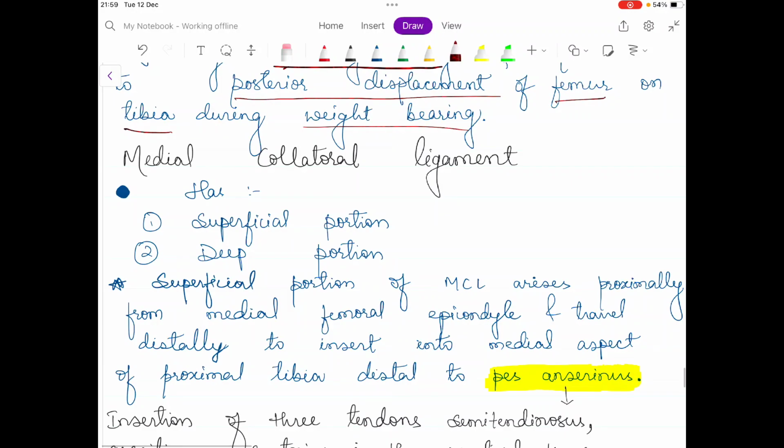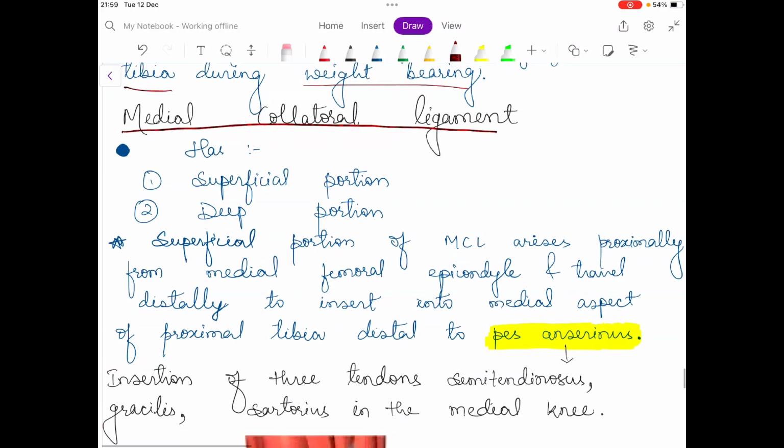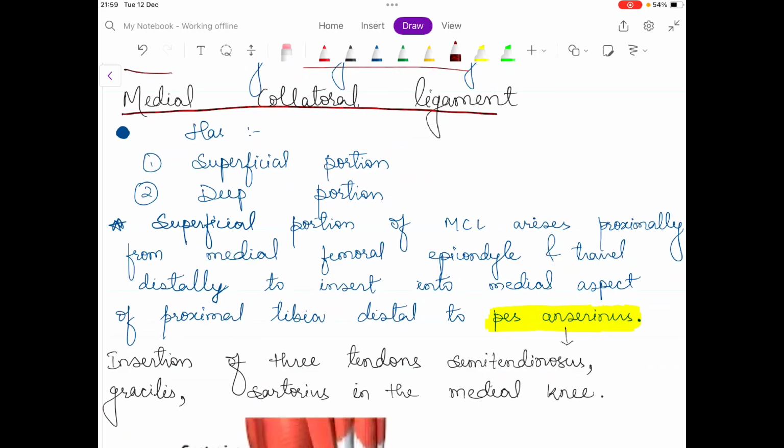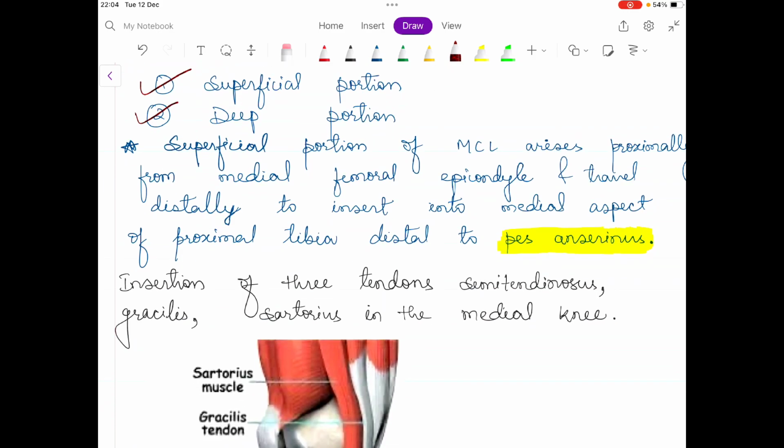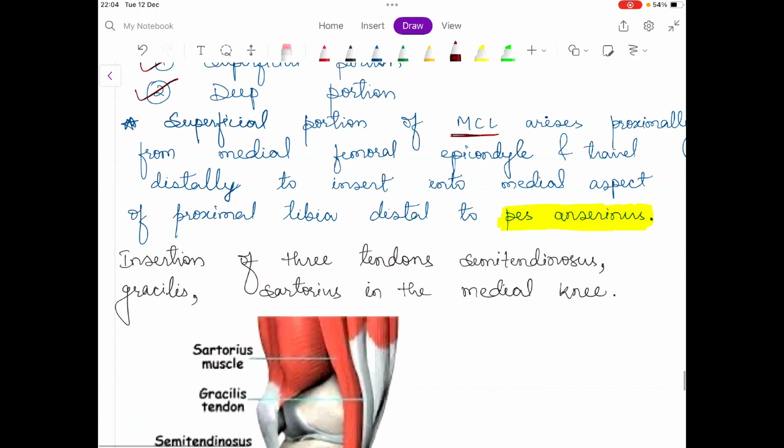Now let's talk about our main heading, the first ligament, which is the medial collateral ligament. It has two portions, superficial portion and the deep portion. We'll talk about it one by one. So first point, superficial portion of the medial collateral ligament, it arises from the medial femoral condyle and it goes to the medial aspect of the tibia. Just remember this.